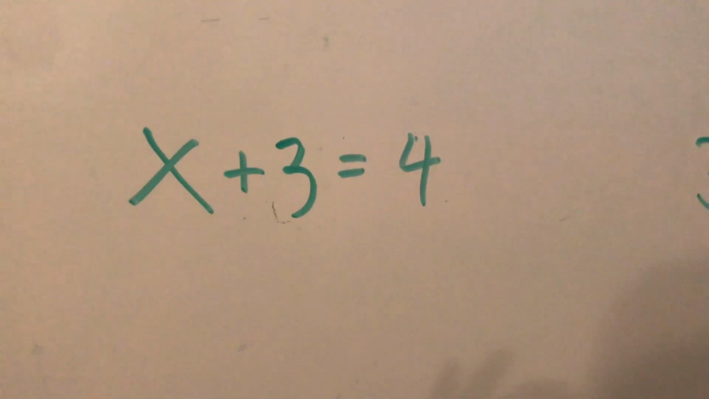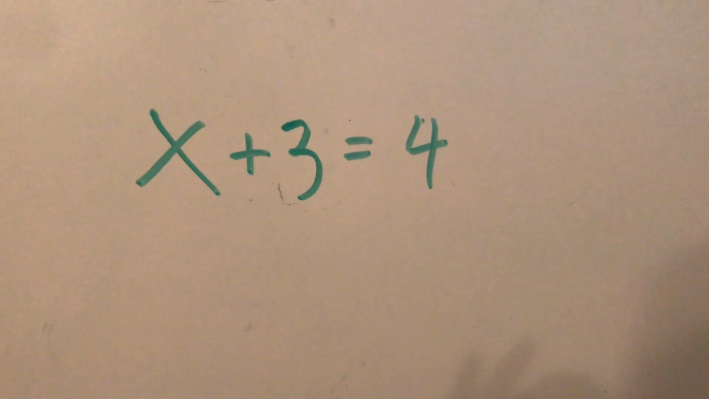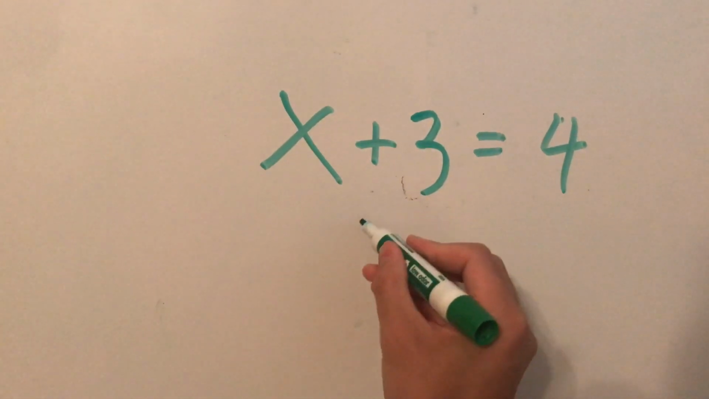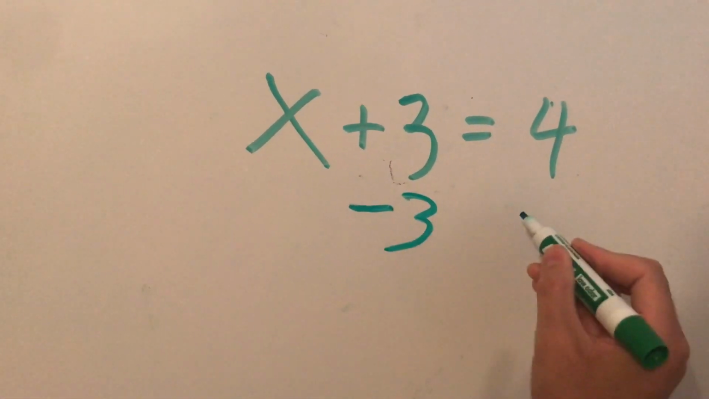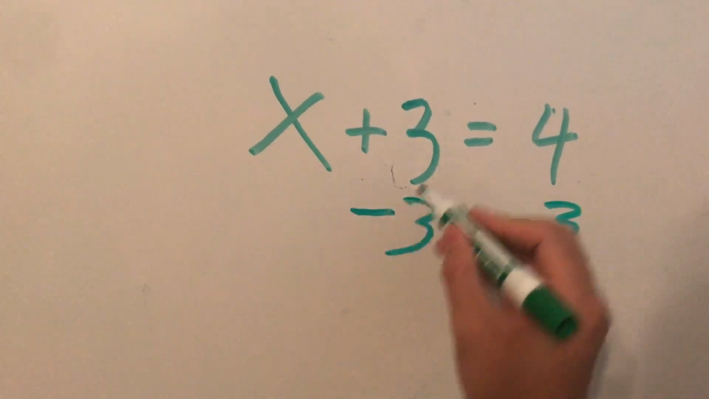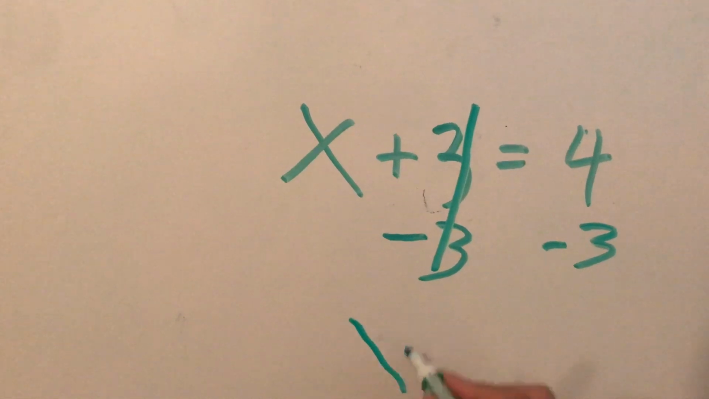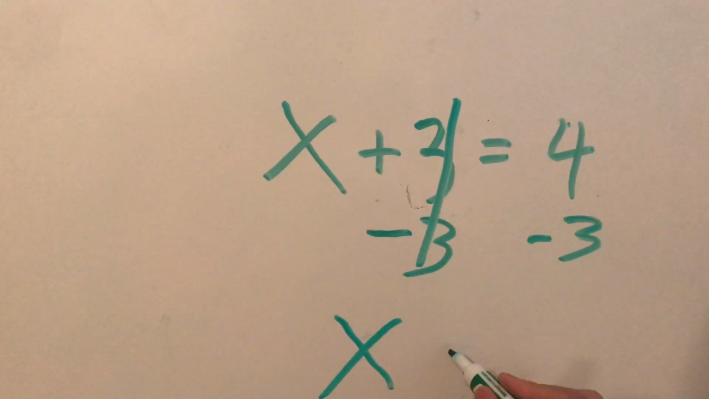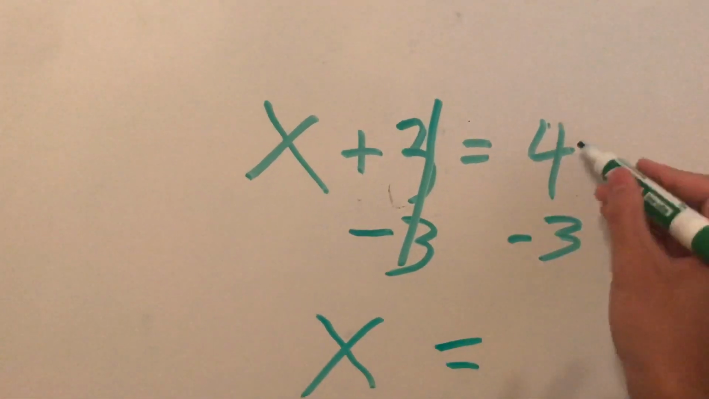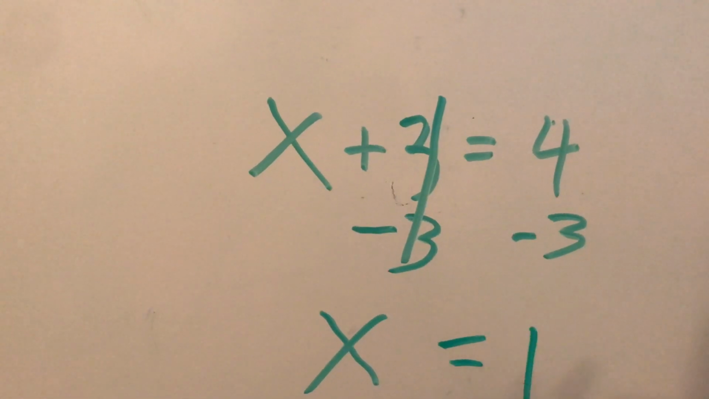If you have x plus 3 equals 4, we simply do the opposite of plus 3, which is minus 3. What you do on one side, you do to the other. These 3's cancel out, so you get the variable by itself. Remember, the name of the game is always to get the variable by itself. On this side, 4 minus 3 equals 1.